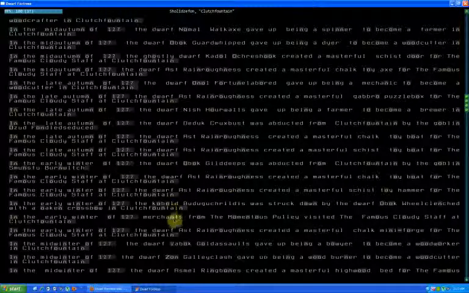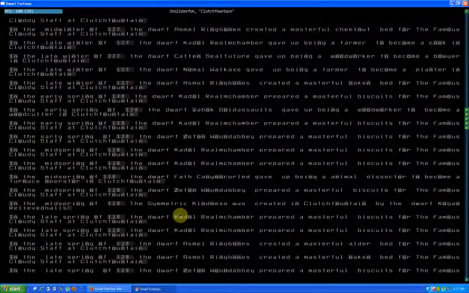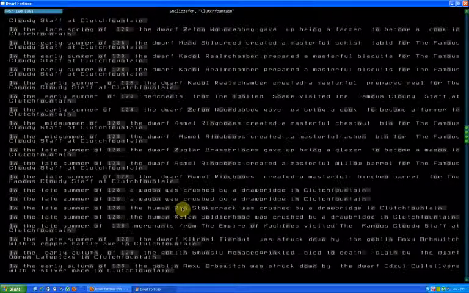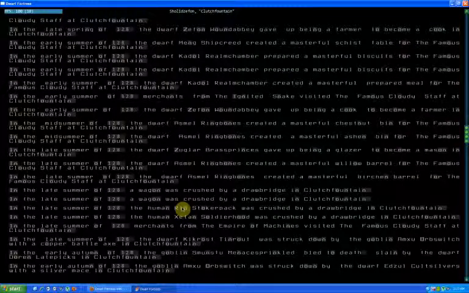Had merchants visiting every so often. I had struck down a kobold. Build another artifact. Whoops, that's when I crushed the humans, as the, you know, with the merchants. Whoops. Later we had goblins attacking.